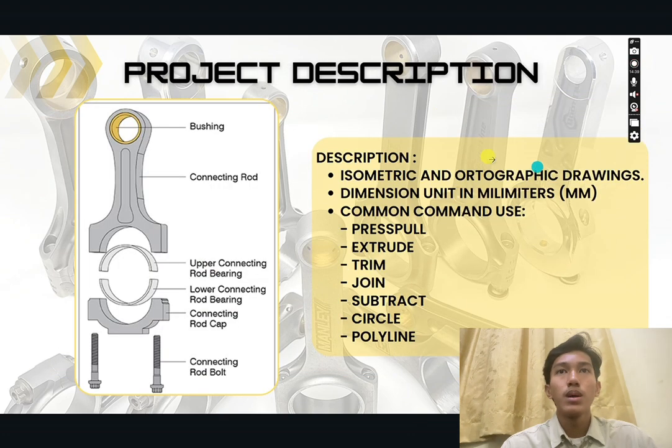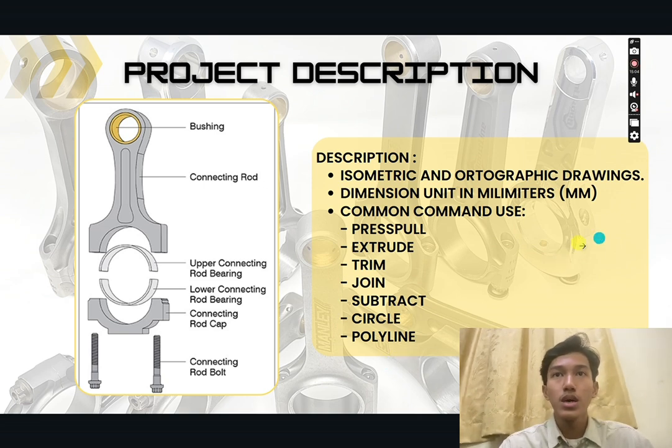So my project description is: I use isometric and orthographic drawings. The dimension unit is millimeters, mm. The commands I commonly use are press pull, extrude, trim, join, subtract, circle and polyline.